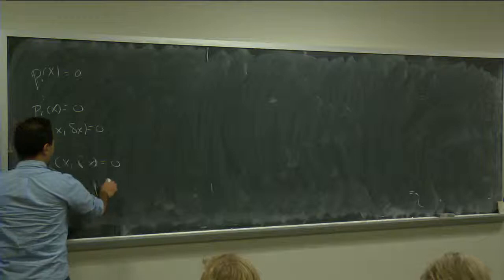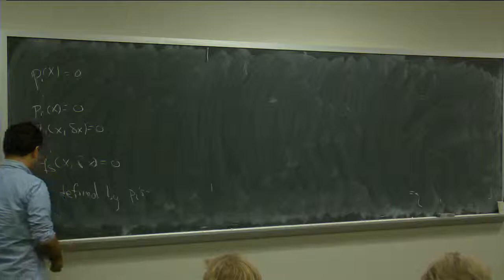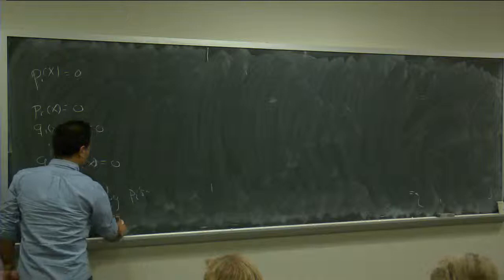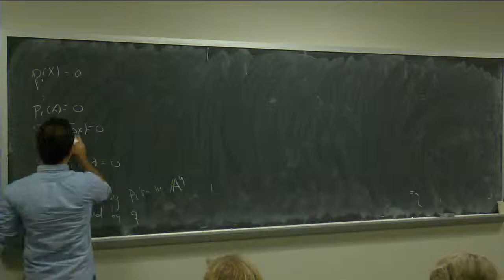by the PIs, and W to be defined by the QIs. Now, what do I mean by the QIs? I should say that this V lives in A^N. I should also say I'm only working in the partial case now.